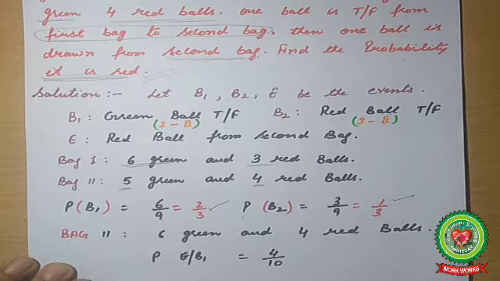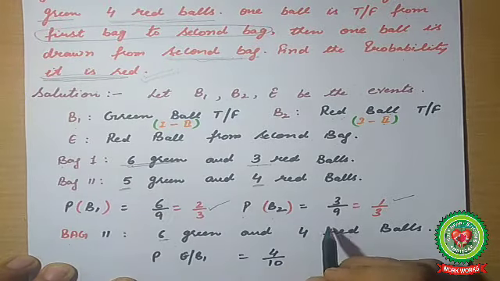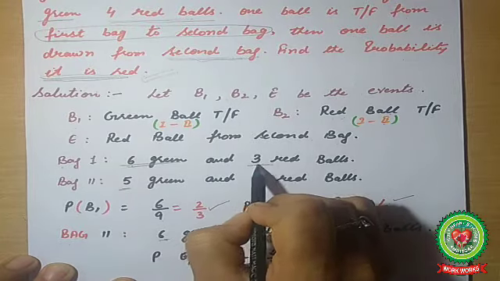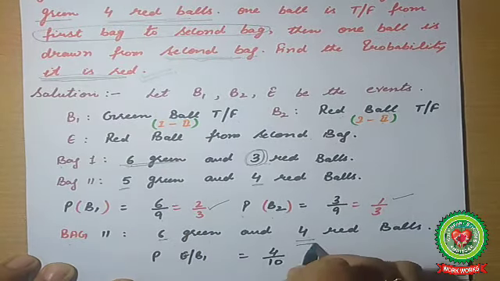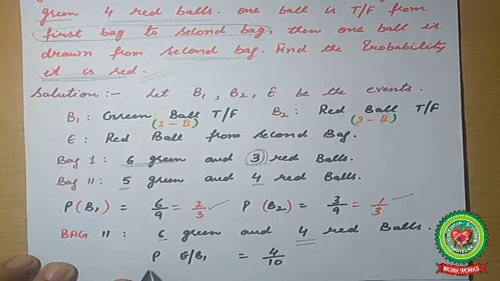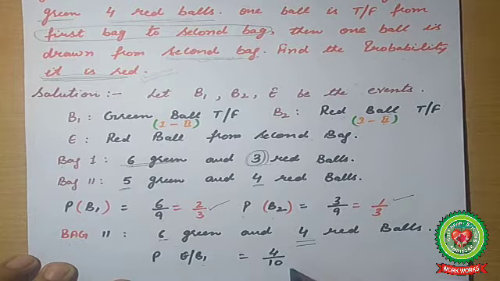If we transfer one green ball there, one red ball is there. Now how many green balls are there? 6 green balls are already there. If we transfer one red ball in that case, already 3 are there. But after transfer, how many red balls are there? 4. So it will be equal to P(E|B1), 4 upon 10.